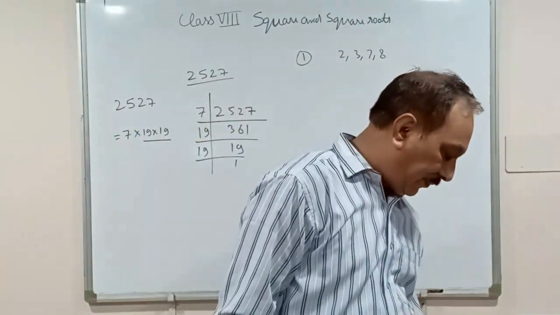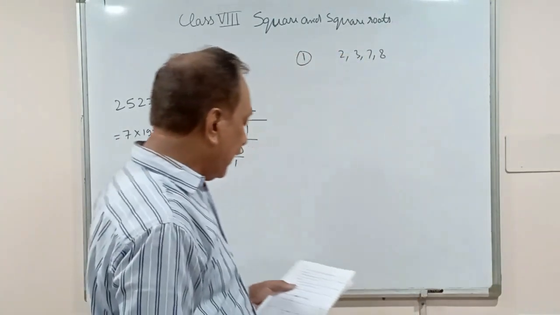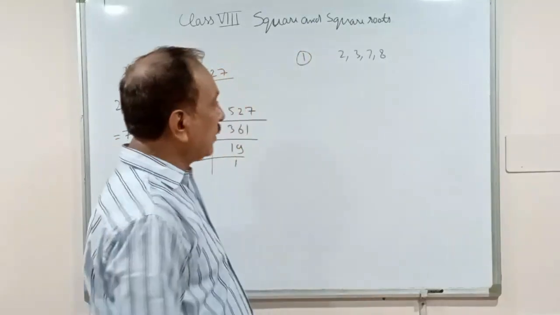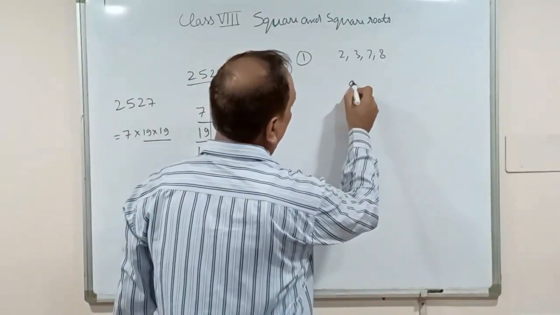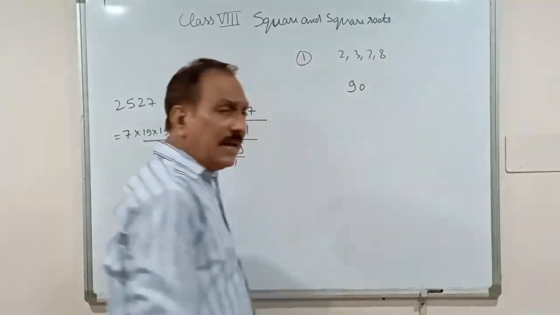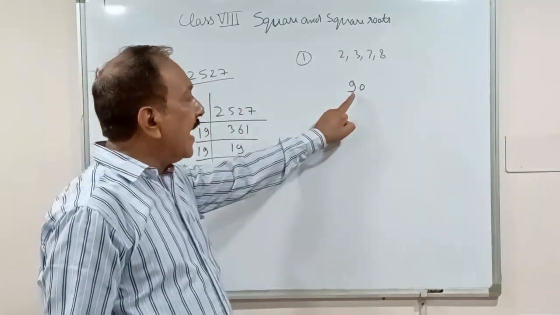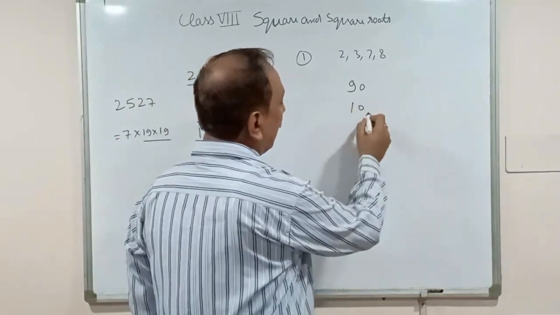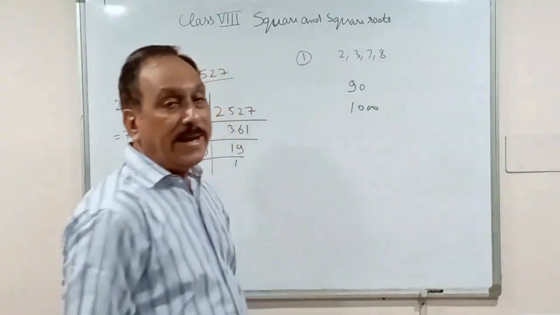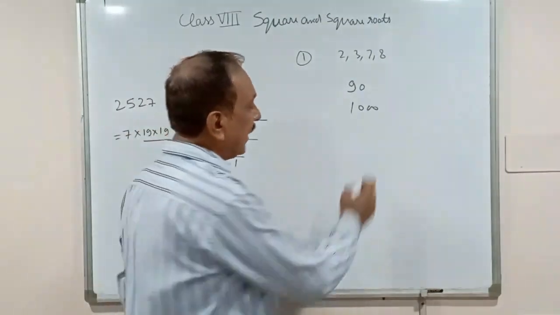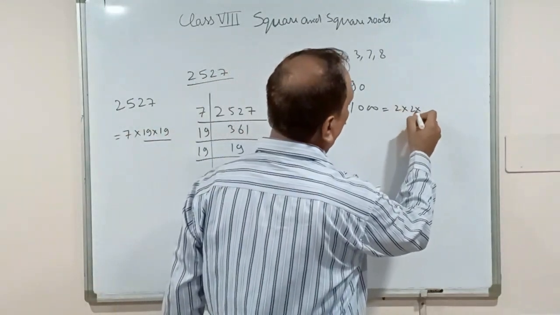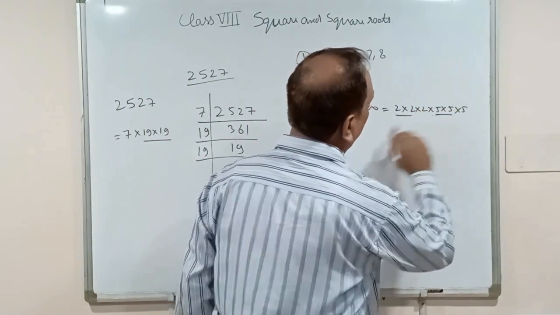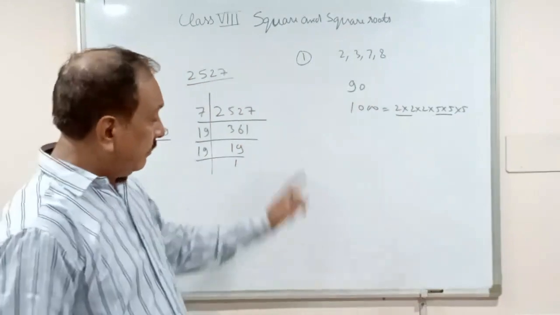Next property: a number ending in an odd number of zeros. किसी भी नंबर के एंड में जीरो ऑड नंबर्स हो, जैसे 90. 90 is not a perfect square. 10, 1000 is not a perfect square. Check it. Its factors are 2 into 2 into 2, 5 into 5 into 5. This is not a perfect square.